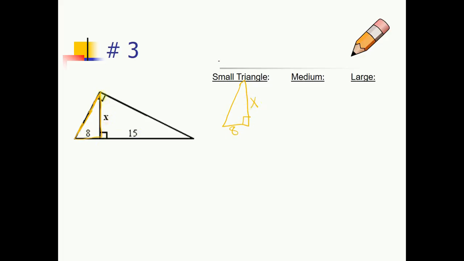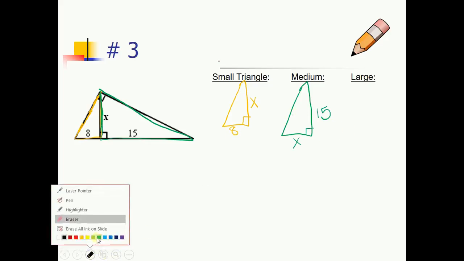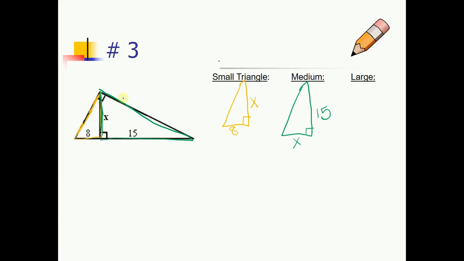8 and then x. Let's go ahead and change color. We're going to do our medium triangle here. This guy right there. Okay, draw him out. Right angle down there. Notice, guys, he would basically have to be turned to the left 90 degrees. So this would be my short leg, this would be my long leg. So x and then 15. Let's go ahead and do our large triangle as well. Didn't change color there. Let's go blue. So large triangle is the full guy, so my hypotenuse is right here.